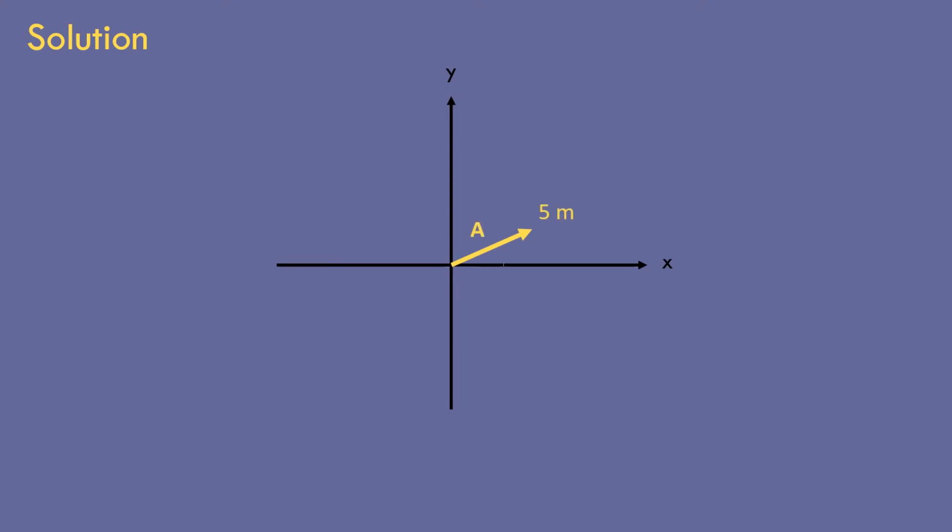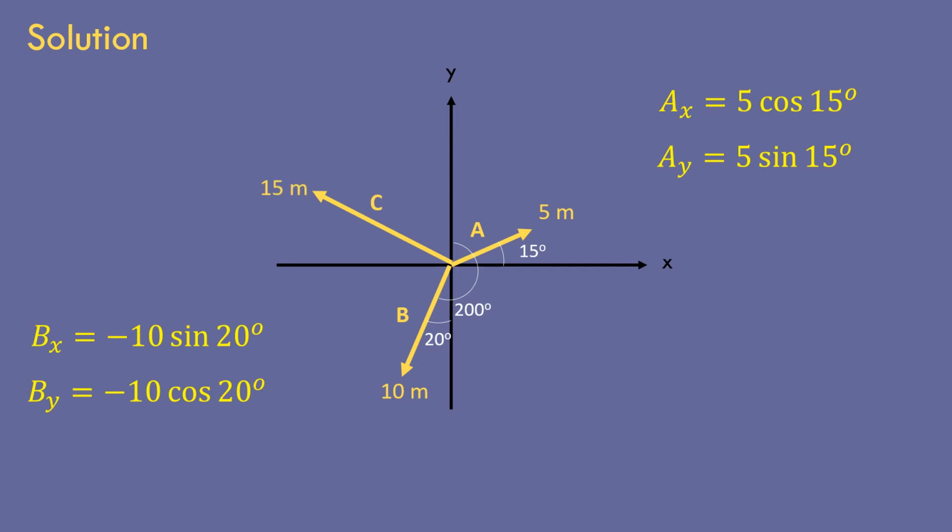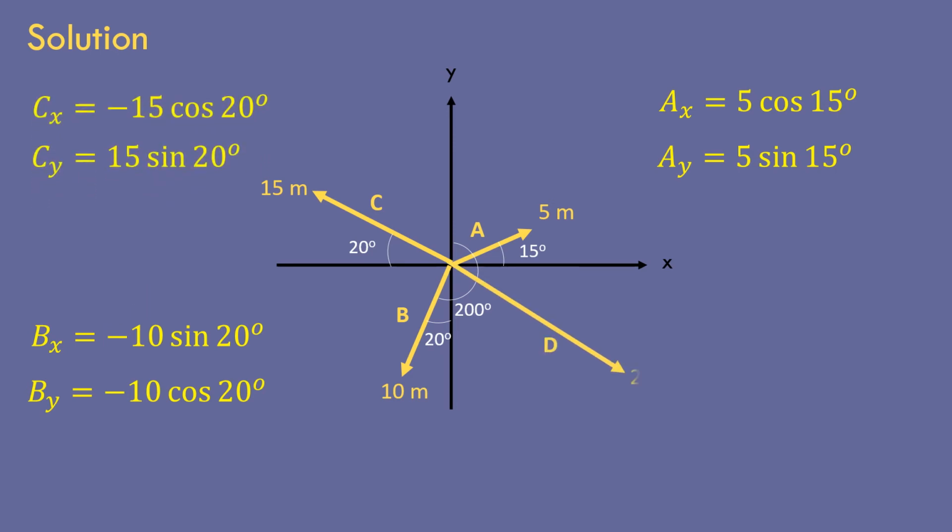Vector A is 5 meters in magnitude and 15 degrees from the positive x-axis. So, using the analytic method, the components Ax and Ay are written like this. For vector B, which is 10 meters in magnitude and bearing 200 degrees, this will make the angle 20 degrees from the negative y-axis, and we resolve vector B into x and y components. Next, for vector C, 15 meters with direction west 20 degrees to north, find the x and y components of vector C. Finally, for vector D, which is 20 meters in the direction of negative 40 degrees, the components Dx and Dy are written like this.